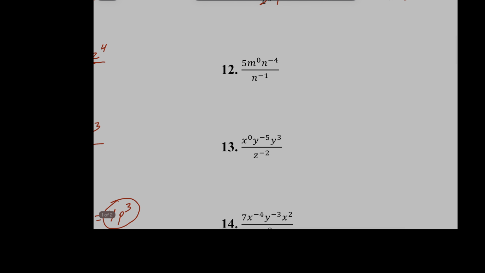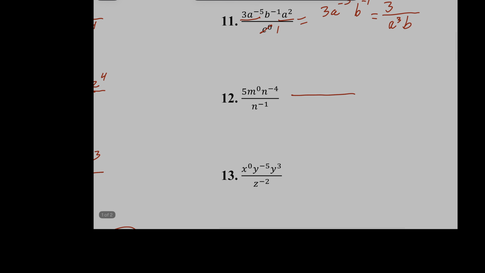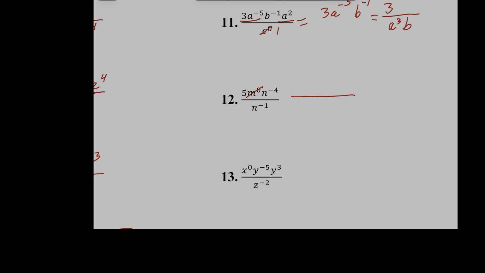All right, number 12. First thing I notice is that the 5m to the 0, that just becomes a 1. So it's 5 times 1, which is 5. 5 stays on top. N to the negative 4 goes to the bottom. Oh, but I'm going to keep it positive when I do that. And the n to the negative 1, I'm going to keep on top. I will write the 1, so you can see right here that I have this. And when I have the same base, I'm going to subtract the exponents, but I'm going to keep it on the side with more, which in this case is going to be on the bottom.